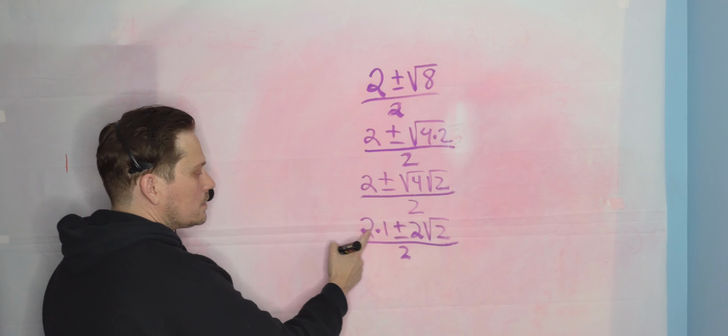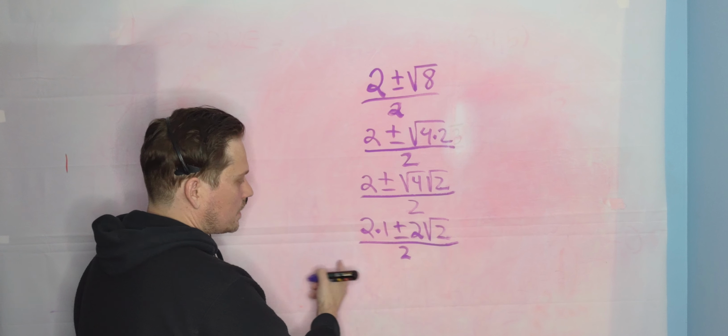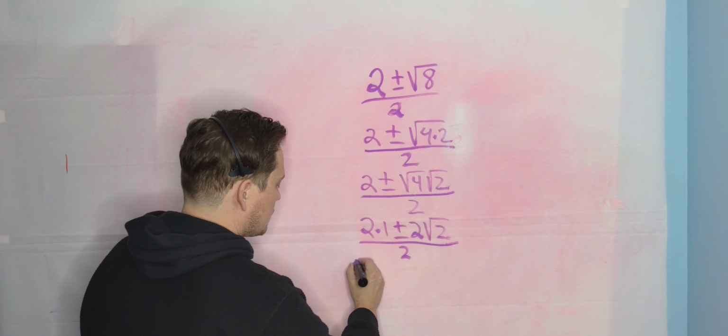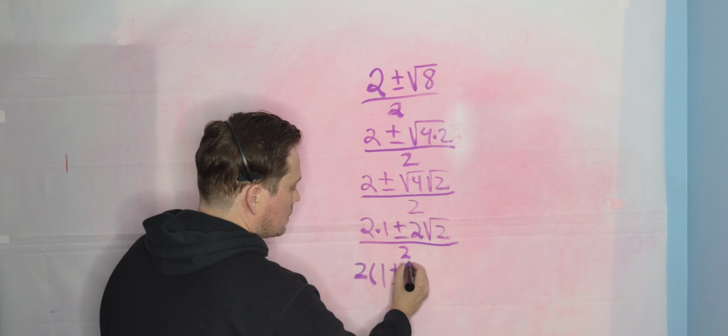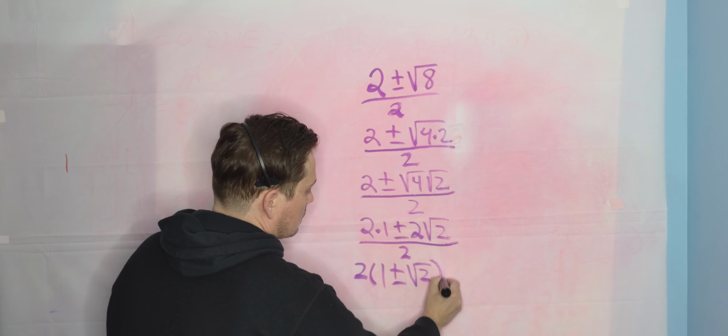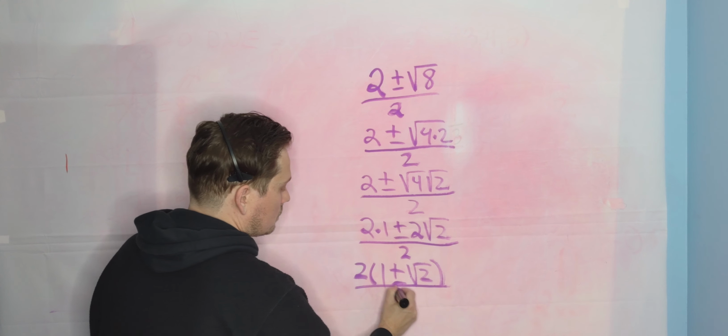So pull the 2 from each term in the numerator. Pull it outside, factor it out basically. So it becomes 2 on the outside. And then you have 1 plus or minus the root of 2. And this whole thing hanging over 2.